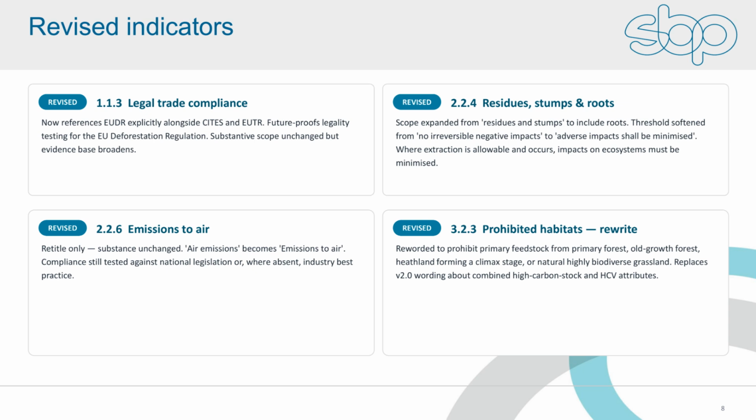2.2.6 emissions to air is a retitle only. Air emissions becomes emissions to air. Compliance is still tested against national legislation or industry best practice where no legislation exists. 3.2.3 on prohibited habitats is a more substantial rewrite. It now prohibits primary feedstock from primary forest, old-growth forest, heathland forming a climax stage, or natural highly biodiverse grassland, replacing the 2.0 wording about combined high carbon stock and HCV attributes.